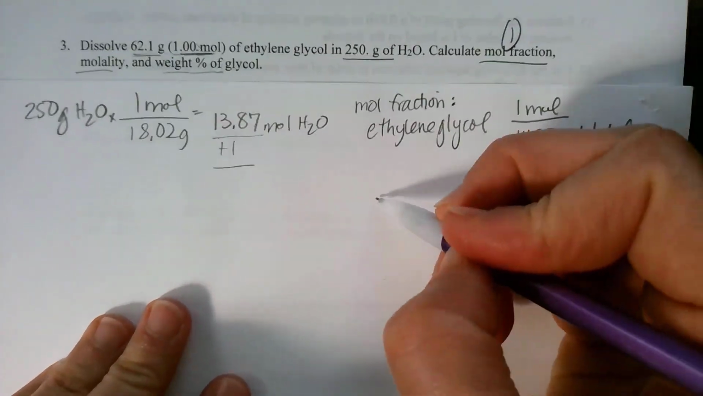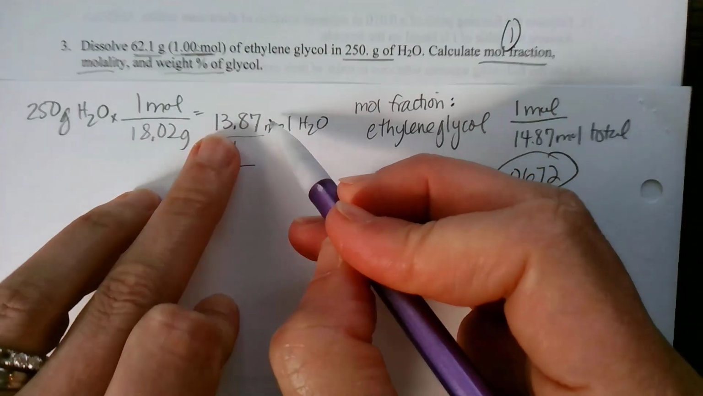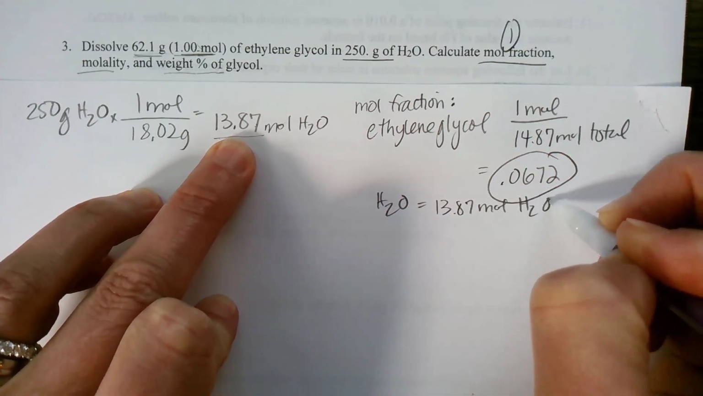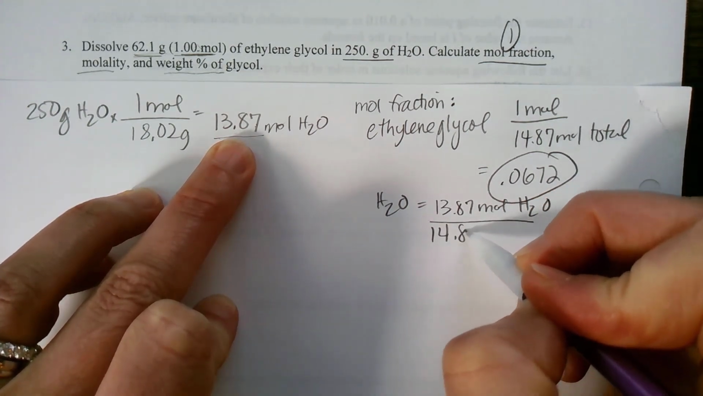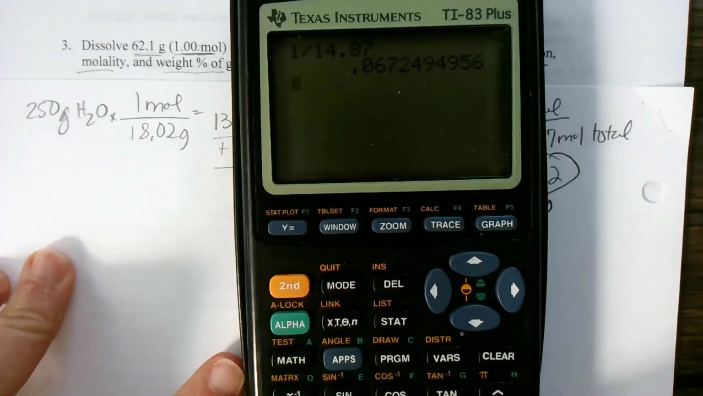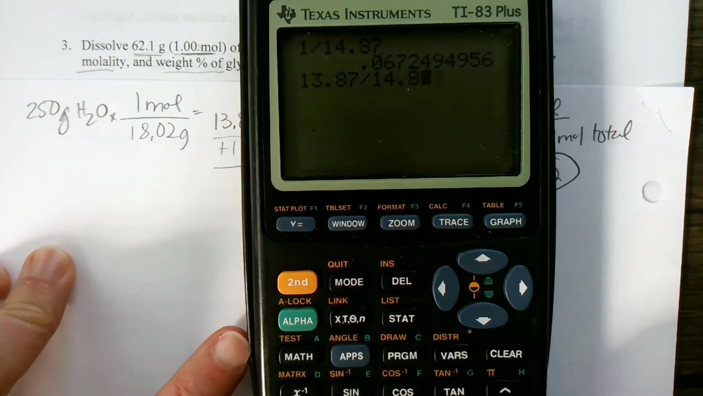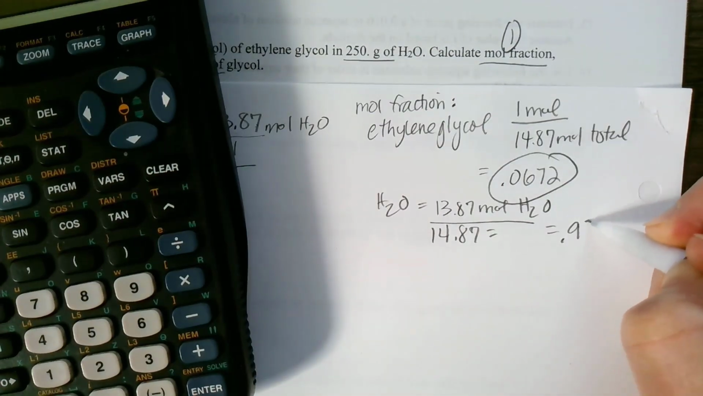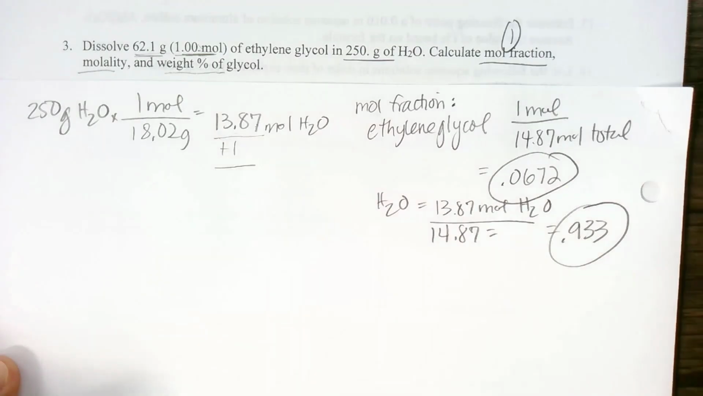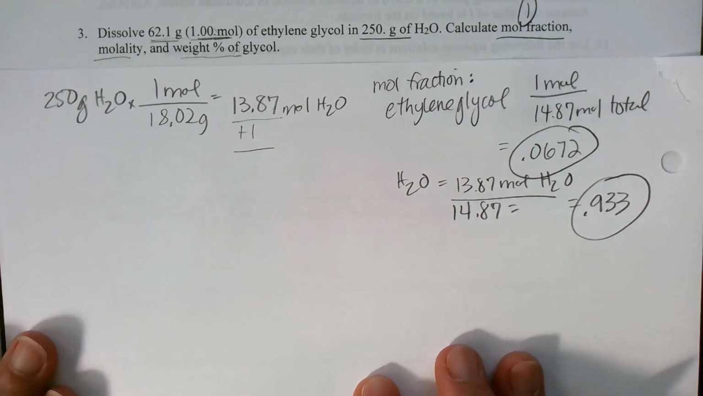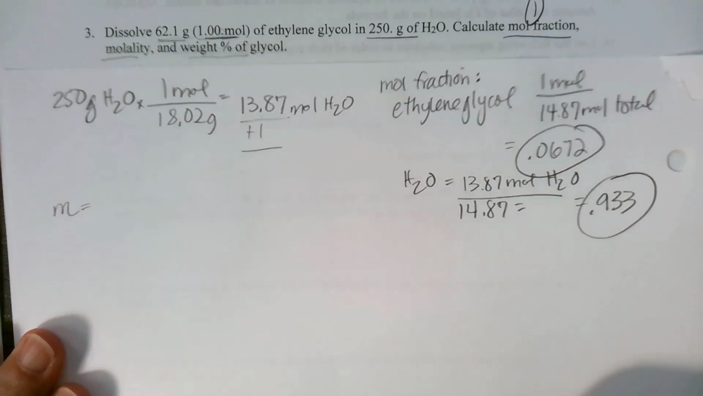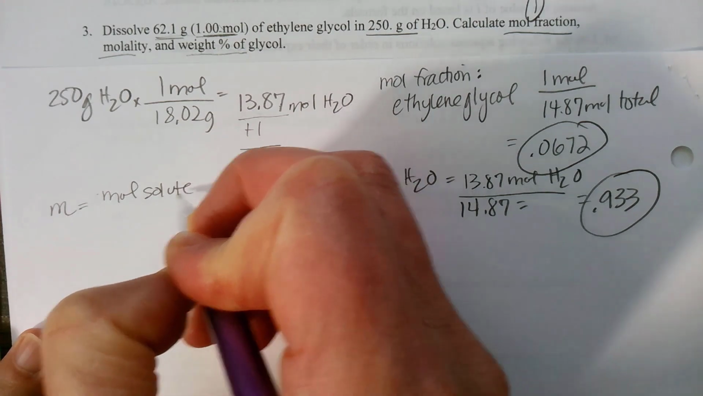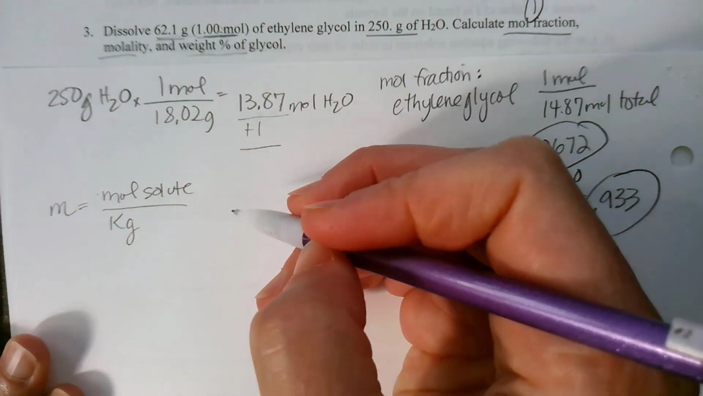And then we can do the mole fraction for water. So again, we do the part of water, the 13.87 moles of water, divided by the total, 14.87. That'll give us 0.933. So our mole fractions are done. Now let's look at molality. Remember, little m molality is how many moles of solute per kilograms of solution.